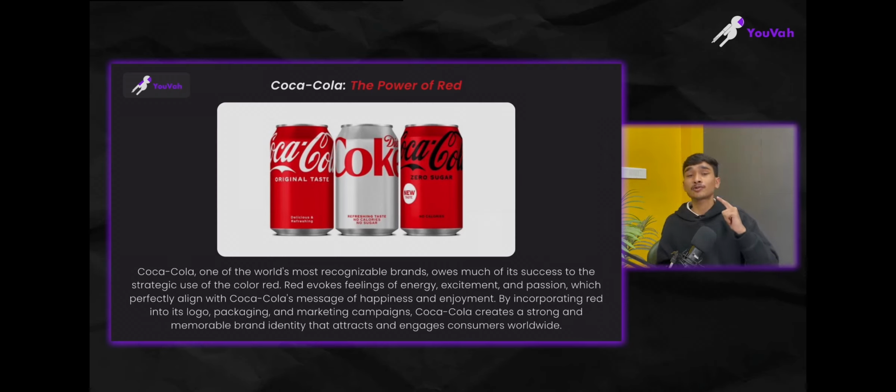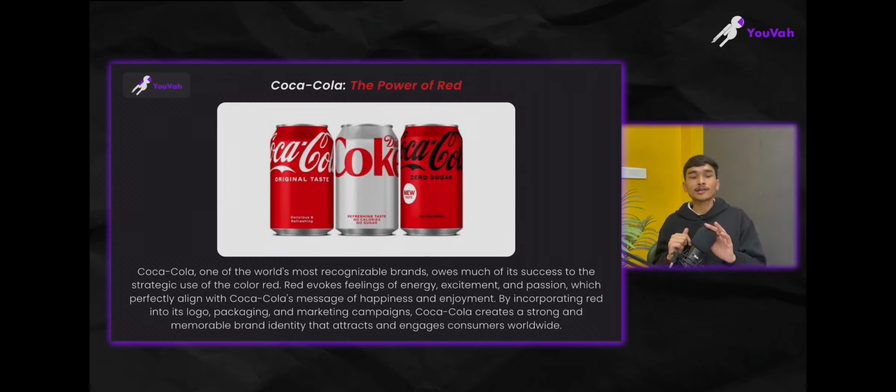It is none other than Coca-Cola. So Coca-Cola uses red color very proactively. Their whole brand revolves around red, though they use black and white also for their cans, because they have zero sugar and diet versions of their Coke. But still the key primary color remains the same, which is red. This is the power of red.